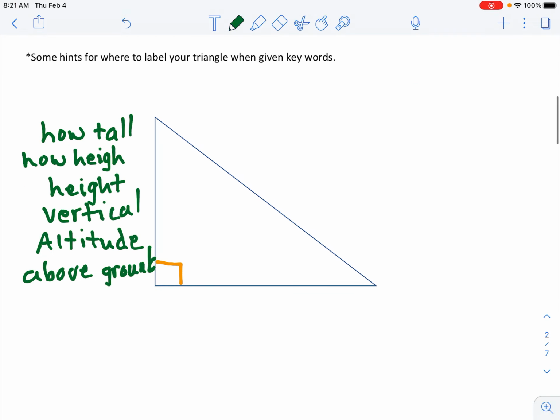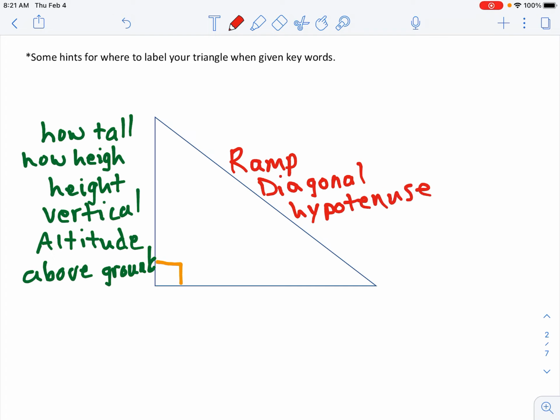Now, if the question says words like ramp, we would label it on this side, the hypotenuse. If it said the word diagonal, if it said hypotenuse, if it said ladder, those are keywords that we would label on that part of our picture.